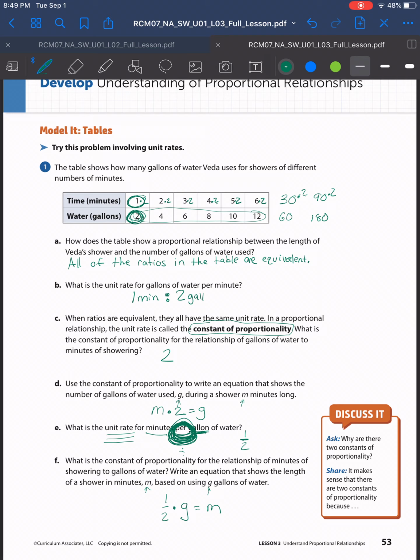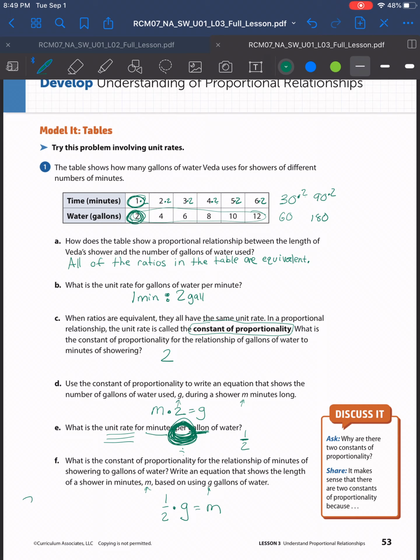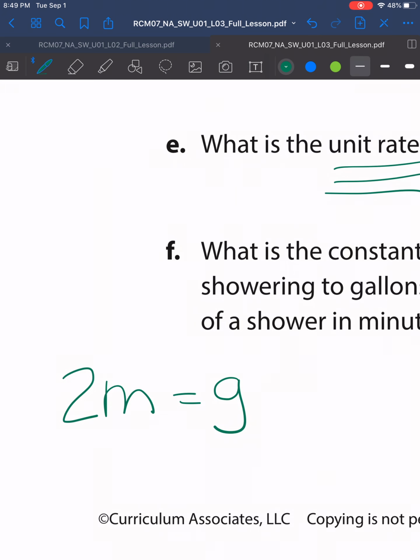The first equation we found was this one up here. M times 2 equals G. We also write that as 2M equals G. That's how we actually write multiplication problems in algebra. I want to find M all by itself. How do I solve that? Well, I've got to get rid of the 2.